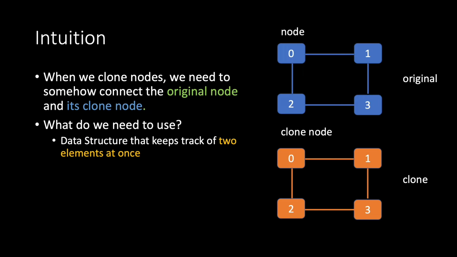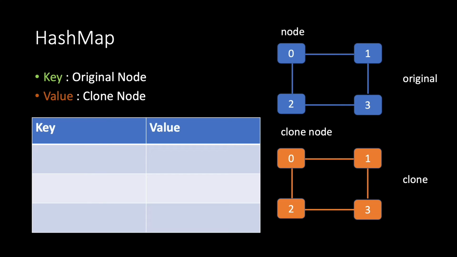So whenever we need to clone nodes, either graph or in linked lists in other problems, we need to somehow connect the original node and its clone node. So to do that, we're going to need a data structure that keeps track of two elements at once. So what we can use is a hash table, and in Java, it's going to be a HashMap. And the HashMap has key and value pairs. And the key is going to be the original node, and the value is going to be the clone node.